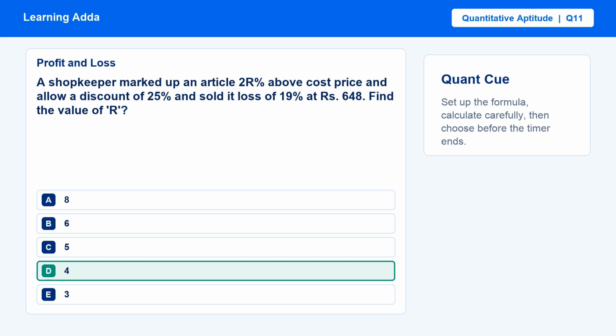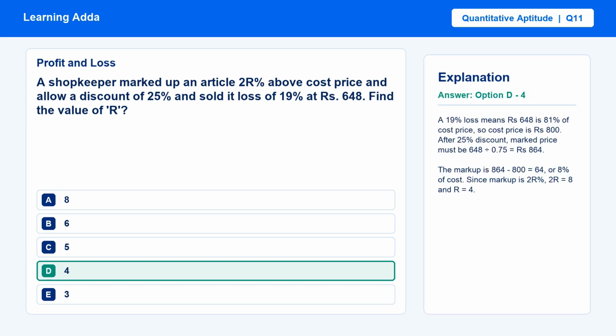The answer is option D, 4. A 19% loss means rupees 648 is 81% of cost price, so cost price is rupees 800. After a 25% discount, marked price must be 648 divided by 0.75, which is equal to rupees 864. The markup is 864 minus 800, which is equal to 64, or 8% of cost. Since markup is 2R, 2R is equal to 8 and R is equal to 4.